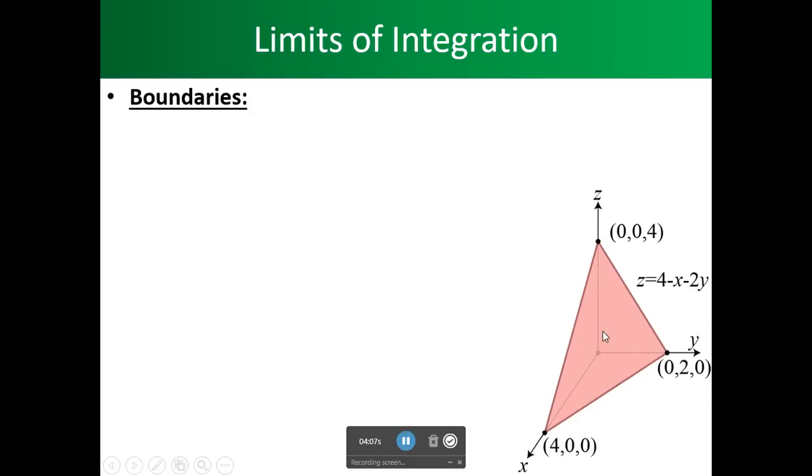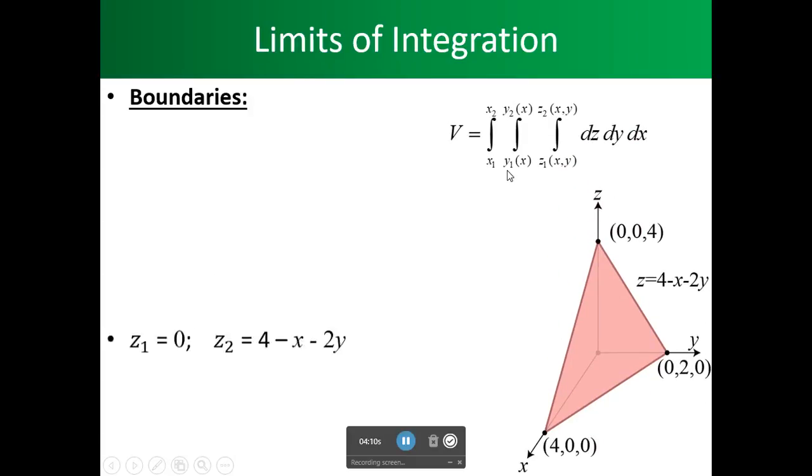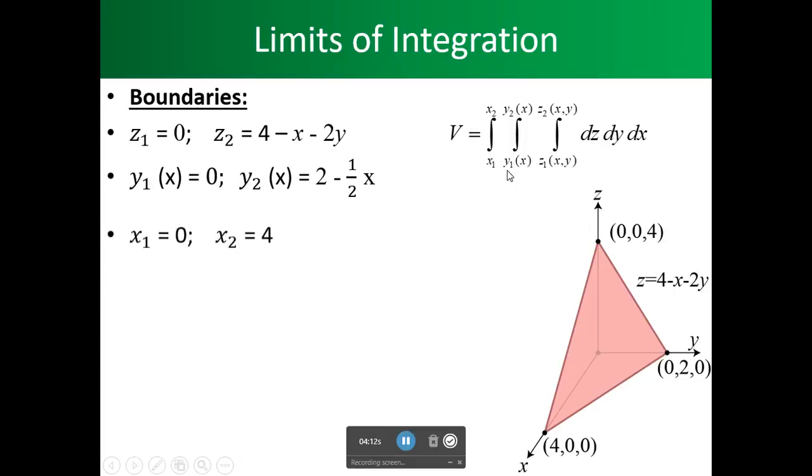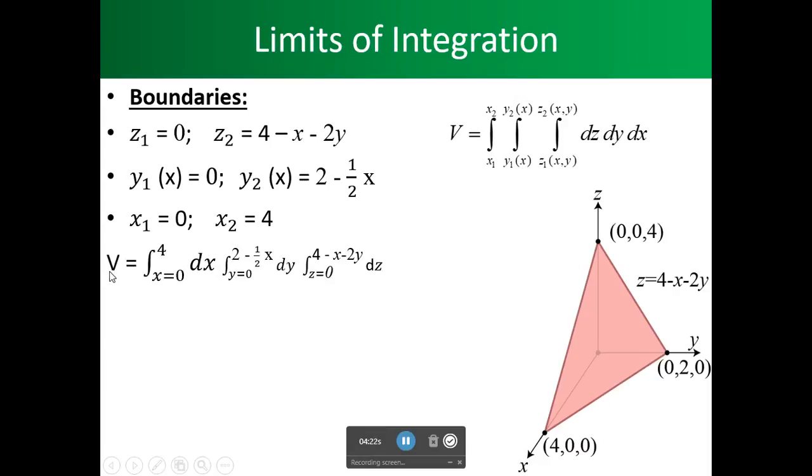So looking at this equation, we want to continue with our boundaries. We found all of the boundary points. Now we want to plug them into this equation. Remember, dz, then dy, and then dx. So our equation will be of this form. If we look at dz first, we have 4 minus x minus 2y. Our dy goes from 0 to 2 minus 1/2 x. And x goes from 0 to 4.